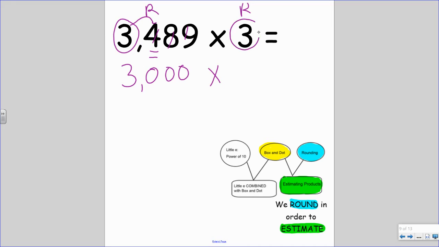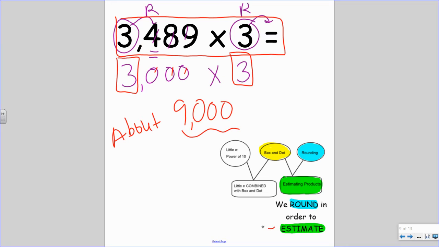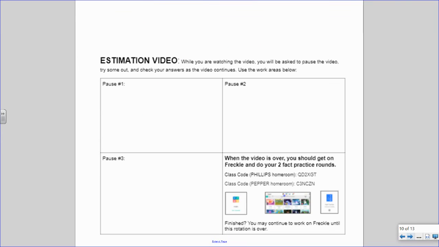I don't have to round single digit numbers because they're easy enough to work with as it is. There is no right-hand man to use. So we're just going to keep the 3 the same. I have now created very quickly an easy box and dot problem. 3 times 3 is 9, and then 1, 2, 3 zeros. Gosh, it would have taken me a while to figure out what the actual answer would have been. But in just a few moments, I was able to tell you that the answer is about 9,000. That is estimating. Quick trip to the spa.